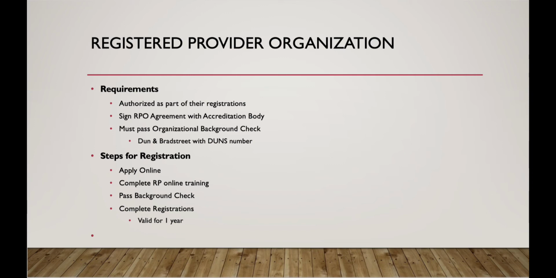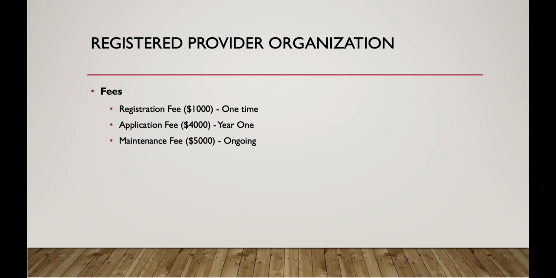As far as registration goes, you'd apply online, pass your background checks, and the registrations are good for 1 year. So there is some cost to that, and you have to renew each year. Registration is $1,000. Application fee is $4,000, and then your maintenance fee is $5,000 ongoing. So you can see pretty quickly this will add up, especially if you're paying for any assessors or consultants within your organization.